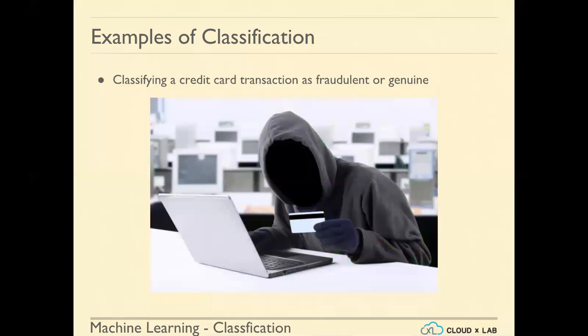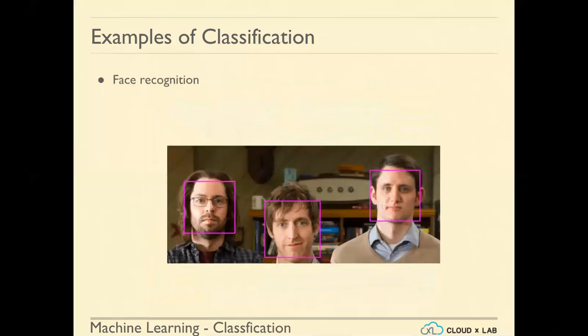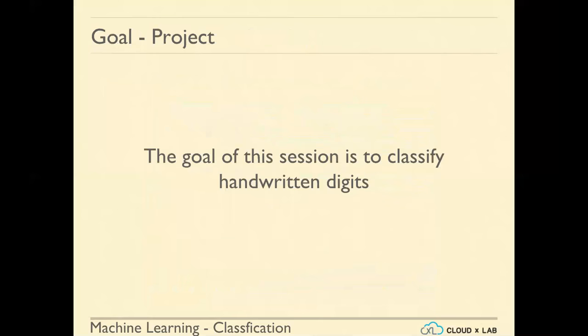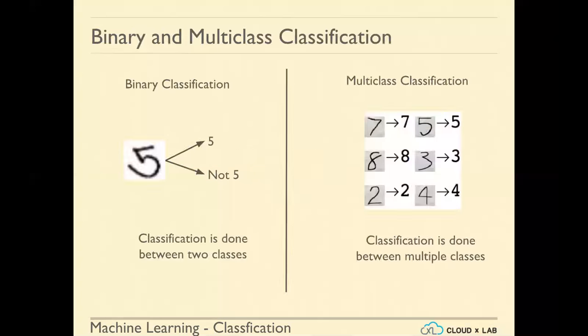Similarly, classifying a credit card transaction as fraudulent or genuine is a classification problem. Face recognition is a classification problem. The goal of this session is to classify handwritten digits. There are two kinds of classification. One is called binary, the other is called multi-class.